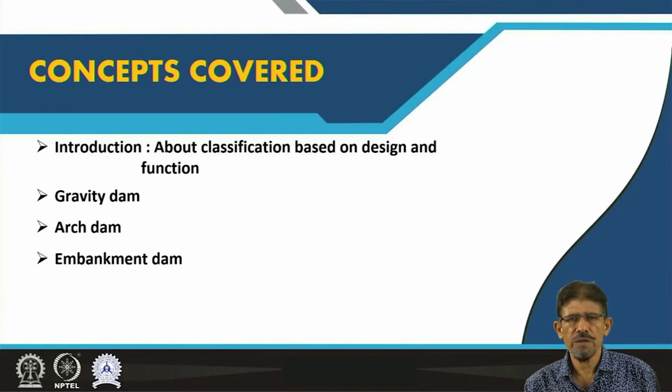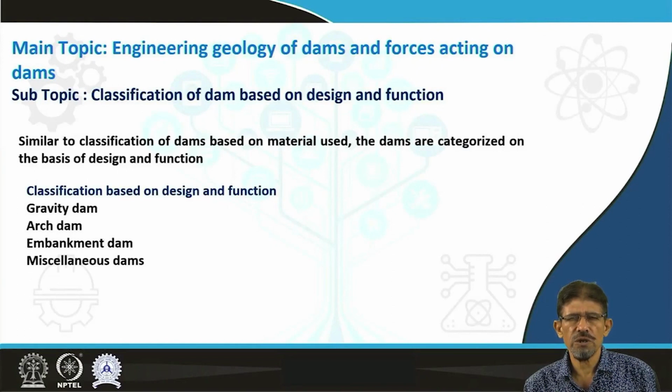In this lecture, we are going to cover classification based on design and function concerned to gravity dam, arch dam and embankment dam, based on design as well as working principle or function. Friends, before these discussions we have categorized different types of dam based on material used. Today we are going to elaborate about the categorization concerned to design and working principle or function.